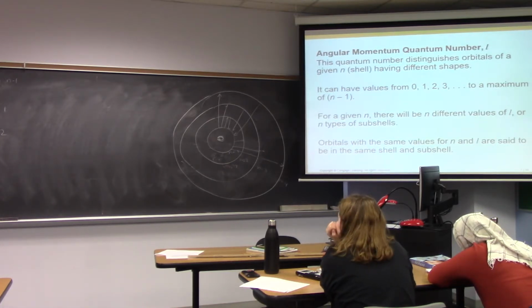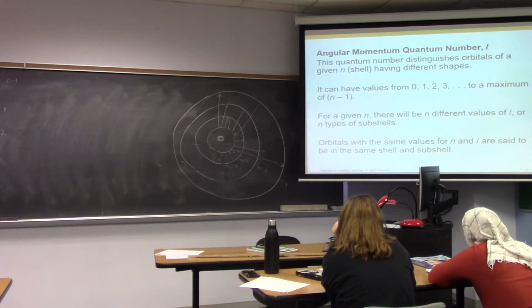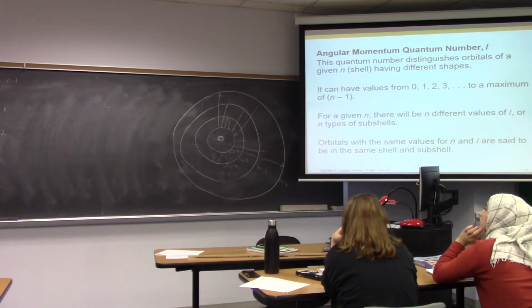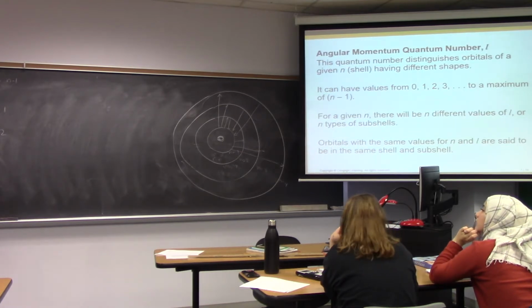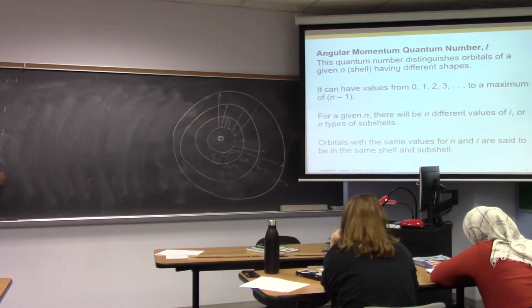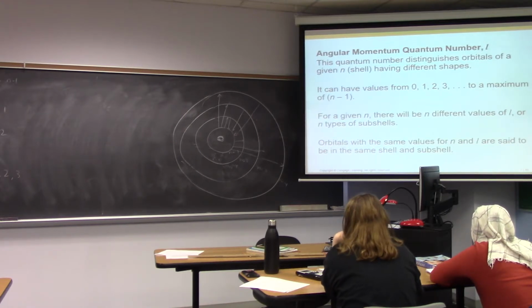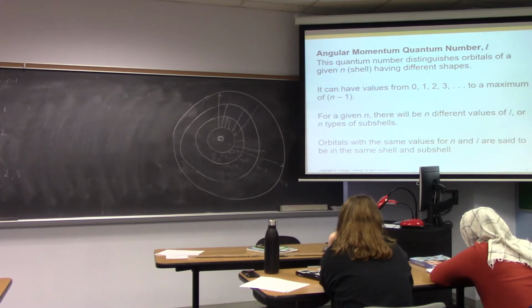Is anybody not clear, please? We have enough time, we can discuss, or after the class, please talk to me. And what if n equal to 4? 0, 1, 2, and 3. The values are all integers from 0 to n minus 1, not only 0 and n minus 1. So 0, 1, 2, and 3. That's the value of l for each n.